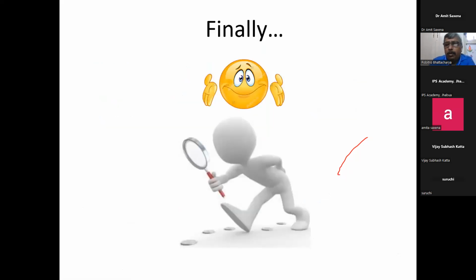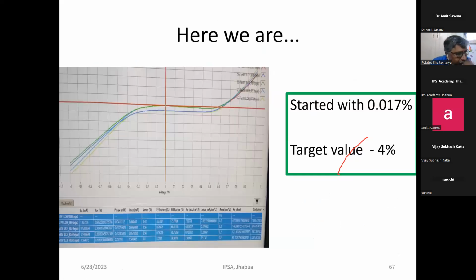And summing up all these things, in the right hand side box you can see that when we started using polyethylene oxide as the electrolyte in dye-sensitized solar cell, the value was 0.017%. We made a target for ourselves. We said that our target is 4%.